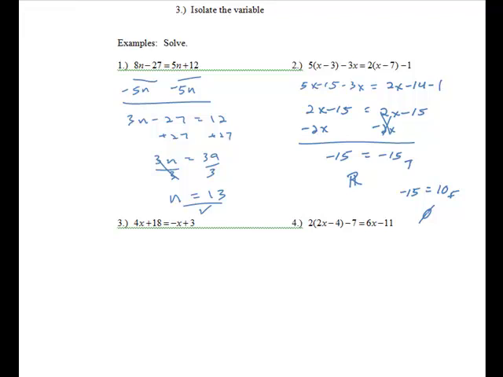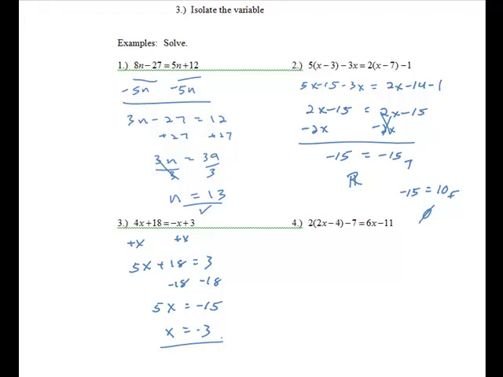Example 3. Linear equation once again. Step number 1 is already done. We cannot simplify the left or right-hand side. So move that negative x on the right-hand side over to the left. I'm going to add x to both sides. So 5x plus 18 is equal to 3. Subtract 18 from both sides. 5x is equal to negative 15. Divide both sides by 5. x is equal to negative 3.